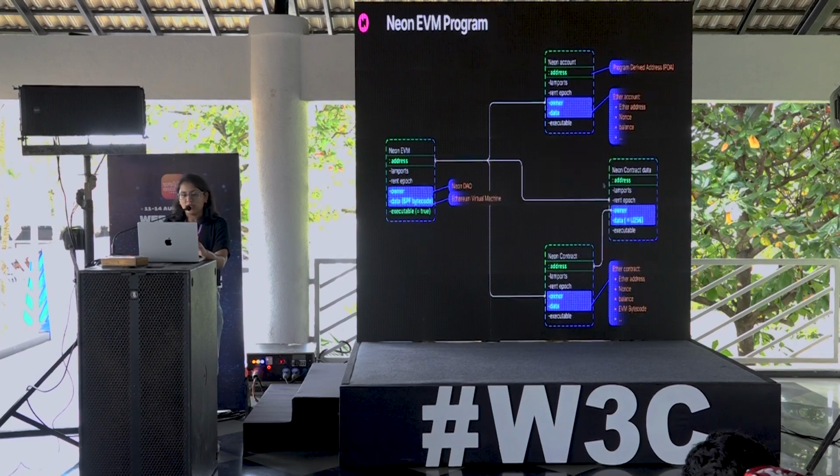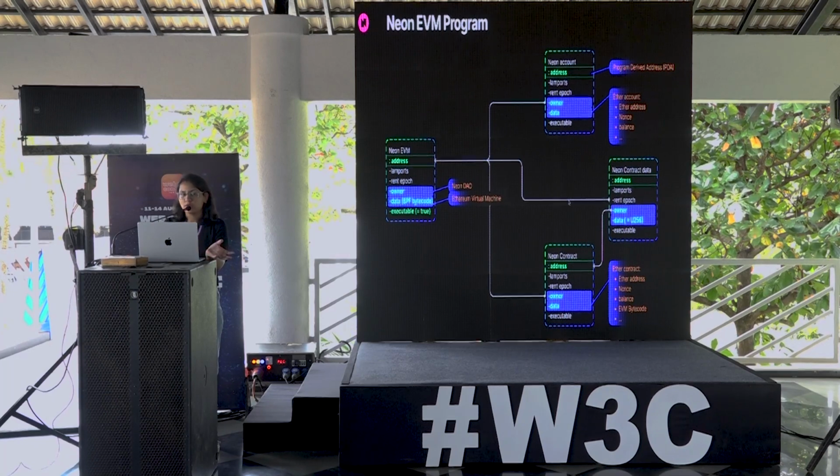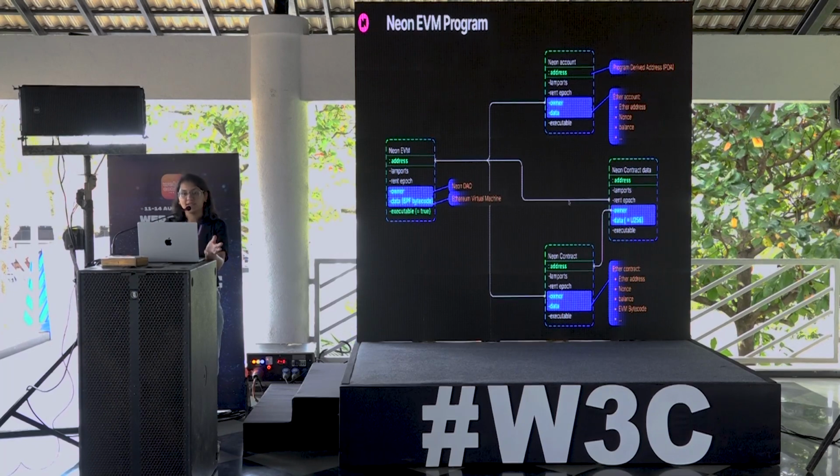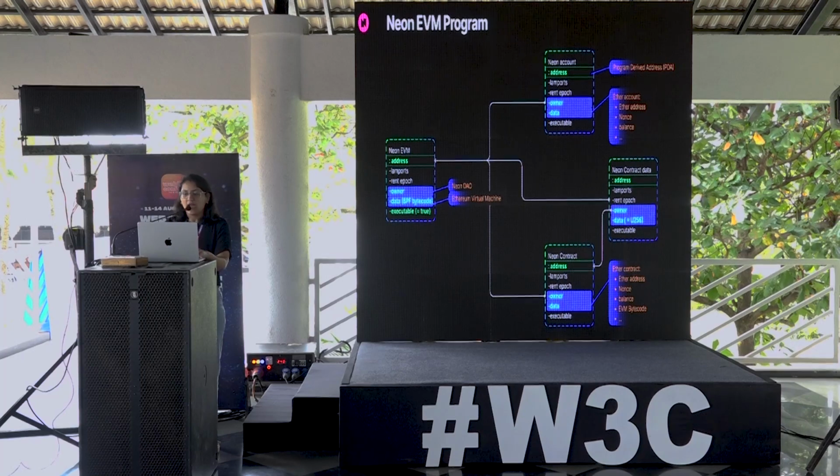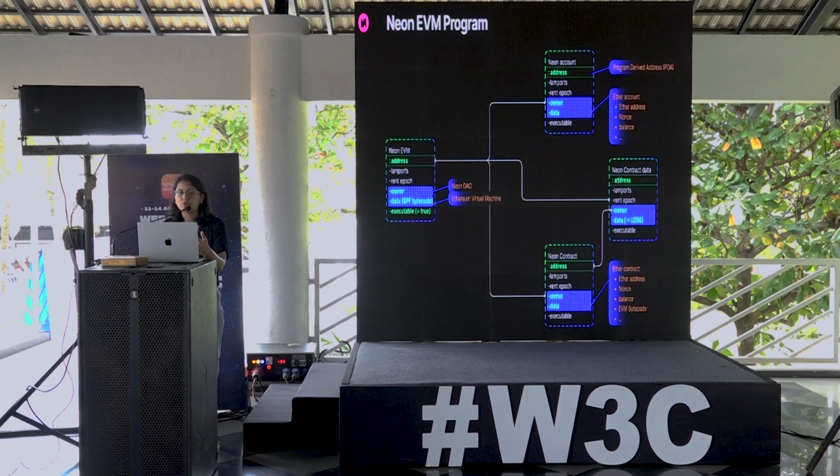Now, if we look at a NeonEVM program, we have the NeonEVM contract here, which would have all these fields while it is being deployed to the Solana blockchain. It will have a Neon account corresponding to the Ethereum account from which the transaction was sent in the first place. It will have the Neon contract data, which is another Solana account that holds all that data in its byte form. And then we have the Neon contract address itself, which corresponds to the Ethereum address that we deployed on NeonEVM.